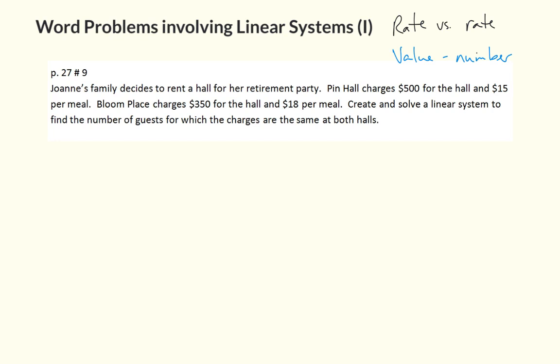And the rate versus rate problem will almost always be set up in the traditional kinds of ways. You'll see two equations, and they'll both be in the form y equals mx plus b. In both cases, you'll see some kind of fixed starting point. In this case, it's a starting cost of $500 and $350. And in both cases, there'll be a rate, $15 per meal and $18 per meal.